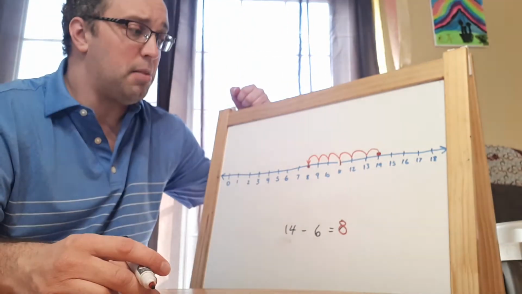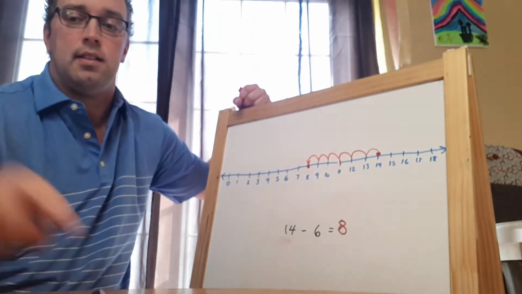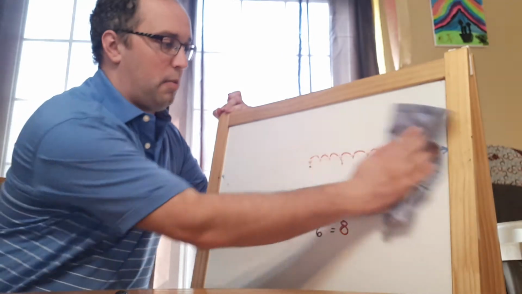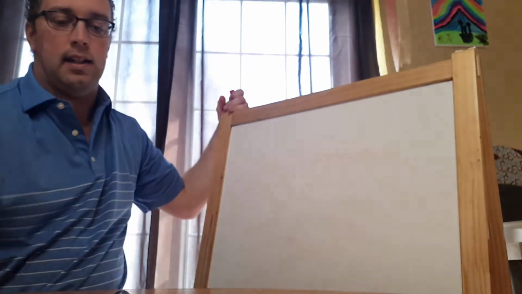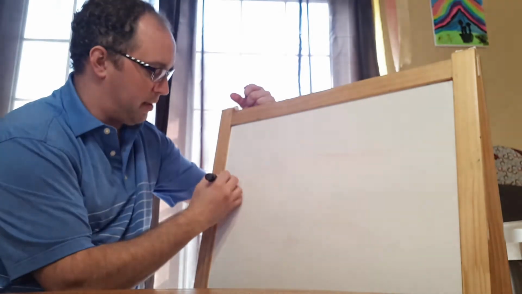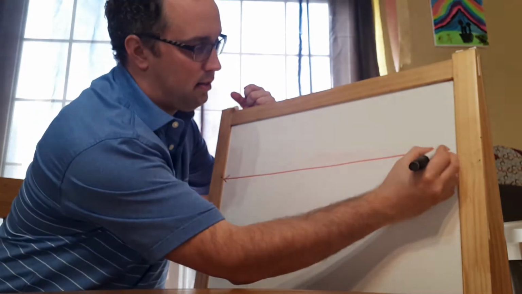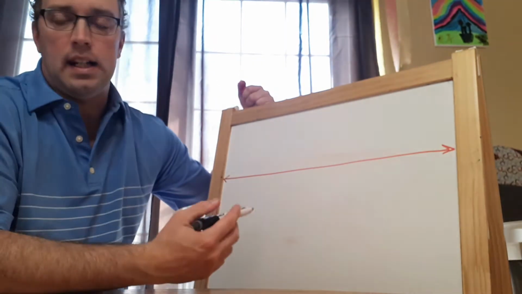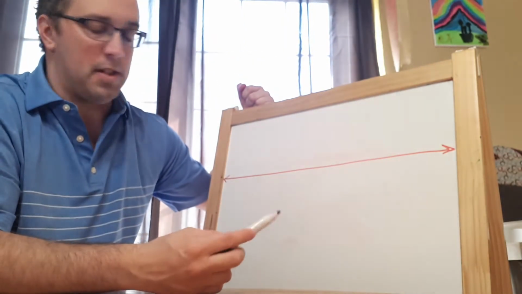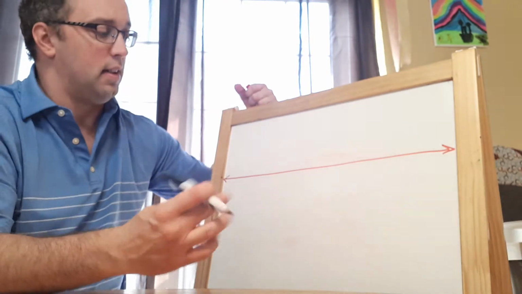Okay, so now I'm going to move on to open number lines. Open number lines are a wonderful tool, and they are wide open. So there, I created an open number line. I can start at any point and make my jumps as big or as small as I want.